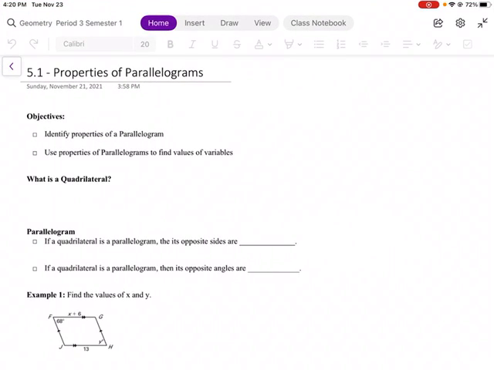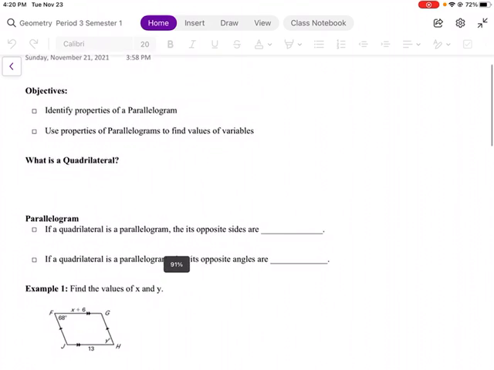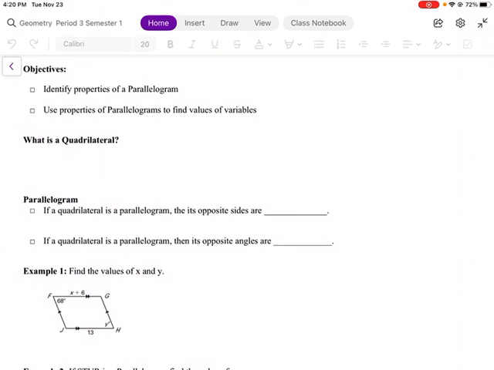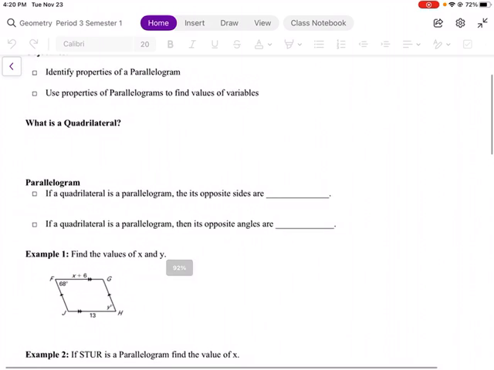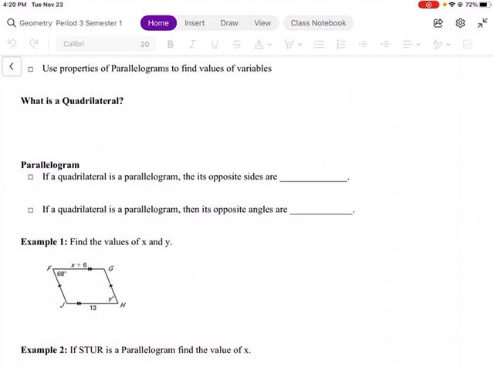Okay, this is lesson 5.1 on properties of parallelograms. The objectives for this lesson are to be able to identify properties of a parallelogram and then to use these properties to find values of variables. So before we can do that, the first thing we're going to talk about is what is a quadrilateral.